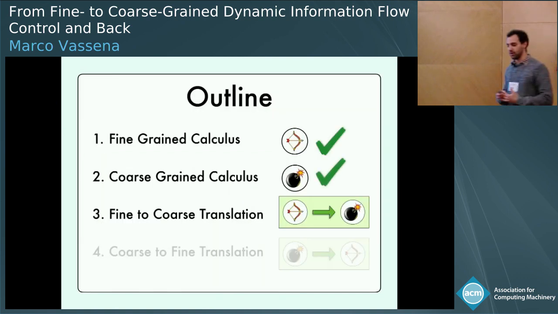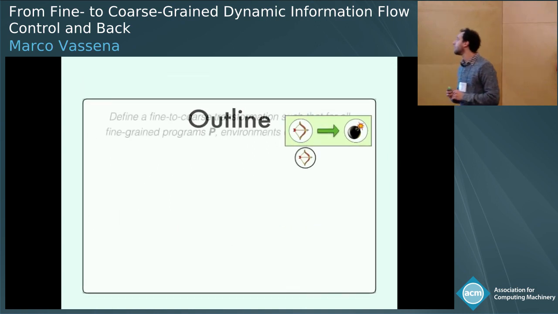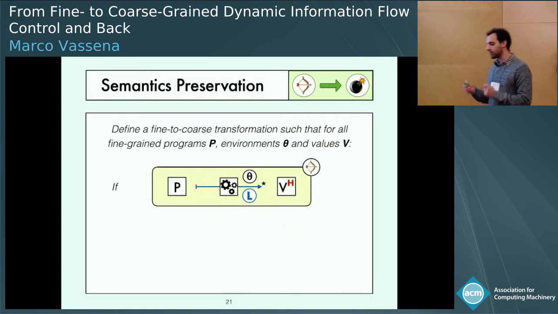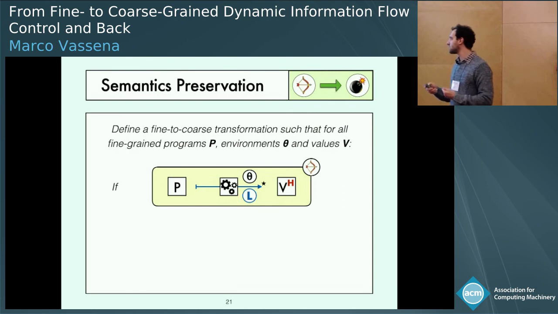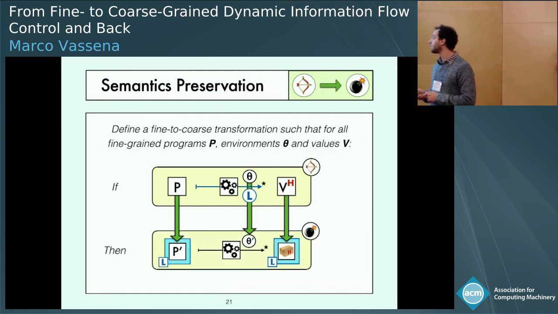Now let me get to the meat of this work. Let's see the first transformation. This is going to be from fine to coarse-grained. So intuitively, we want to define a program transformation that maps P to P prime, a secret value, in this case, to a secret box, and similarly for the environment. And we want to show that the transformed program executes and gives us the transformed result.